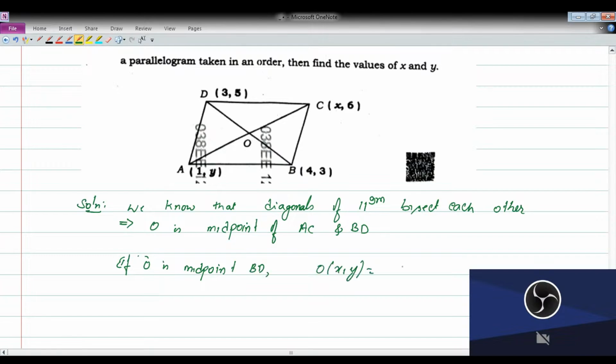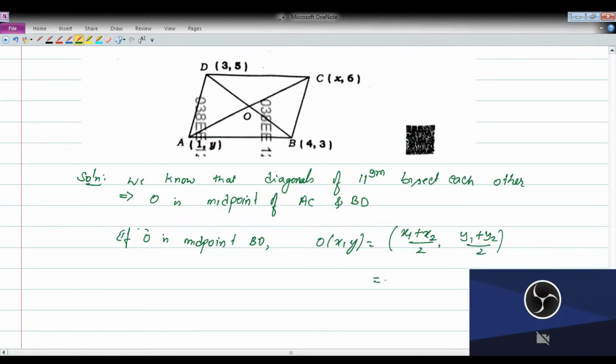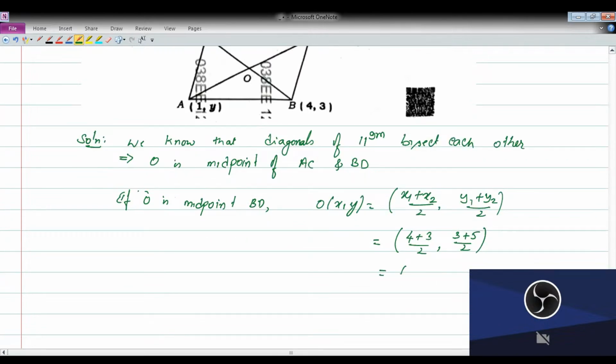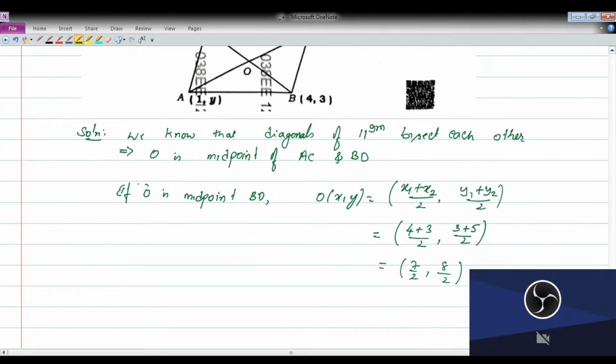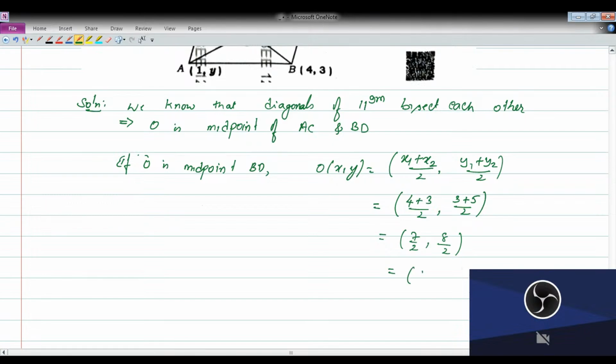O of x comma y will be equal to x1 plus x2 divided by 2, y1 plus y2 divided by 2. Now this is equal to 4 plus 3 divided by 2, 3 plus 5 divided by 2. So this is equal to 4 plus 3, 7, divided by 2, 5 plus 3, 8, divided by 2. So that is equal to 7 by 2 comma 4. Let us keep this as equation number 1.